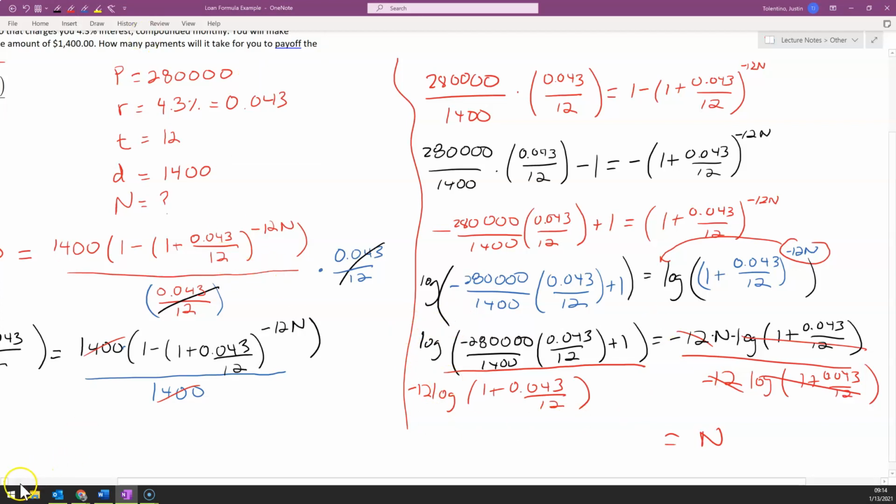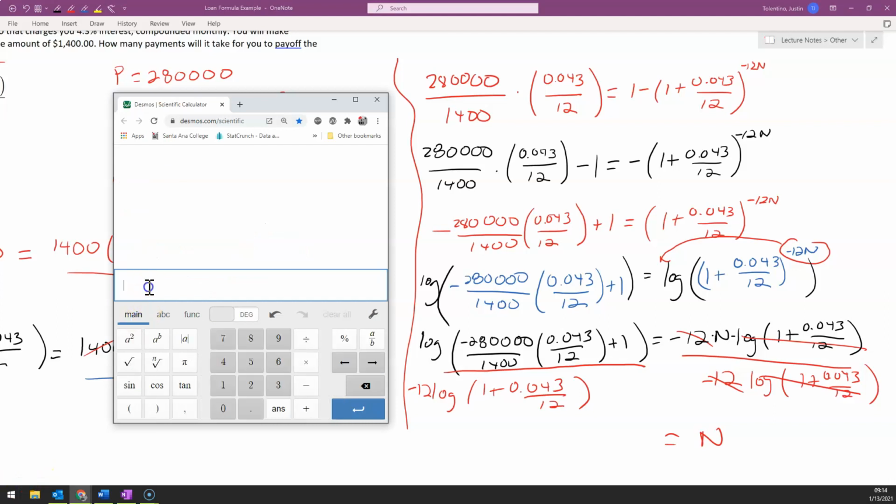So let's take the time to do that. So I'll build the fraction first. Then on top I have log of negative 280,000 over 1,400 times 0.043 over 12 plus 1. And then on the bottom I have negative 12 times log of 1 plus 0.043 over 12. And what does this give us is 29.38.